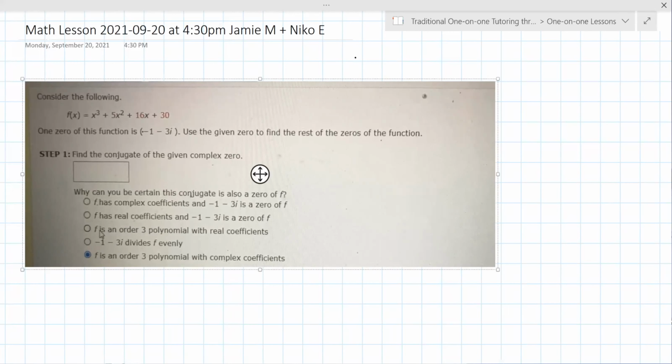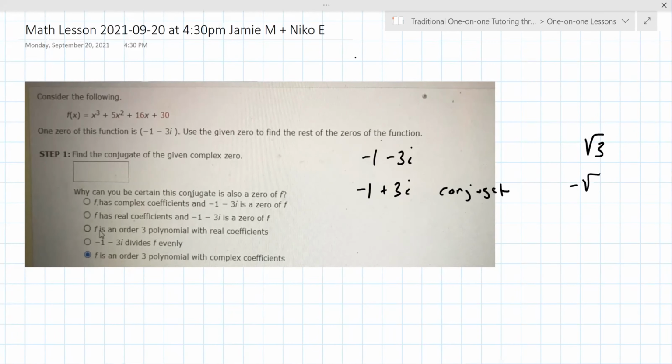The thing that's interesting about these is that they always come in pairs. So if -1 minus 3i is a zero, I shouldn't write it with the x parenthesis there, that's a little weird, it's also -1 plus 3i. This is the conjugate. The equivalent is like if square root of 3 is a solution, then so is negative square root of 3. And to take that a little bit further, let's say the solution was 2 plus square root of 3, its conjugate is 2 minus square root of 3. So these always come in pairs.